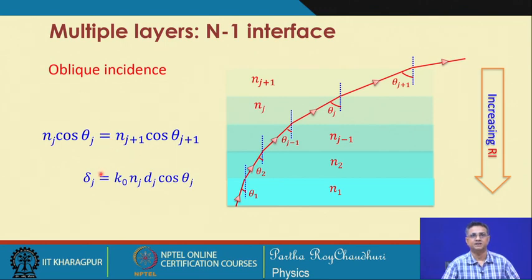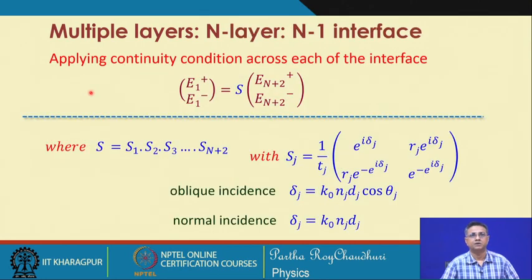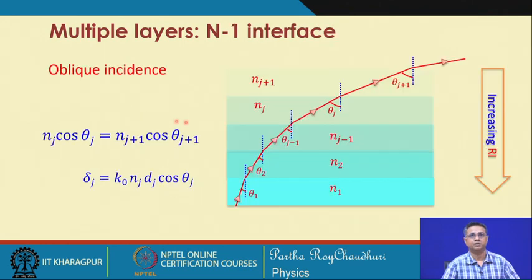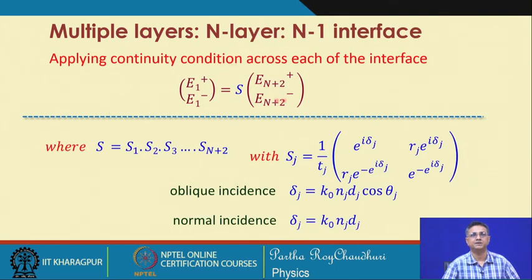For oblique incidence, delta j will be k 0 n j d j cosine theta j, where j represents any intermediate layer. This comes from the connection given by Snell's law: n j cosine theta j is equal to n j plus 1 cosine theta j plus 1, the local connection of the refractive indices in terms of the cosine of the angle. So, applying the continuity condition across each of the interfaces, for this particular stack of layers of increasing or decreasing refractive indices, we can write down this equation.